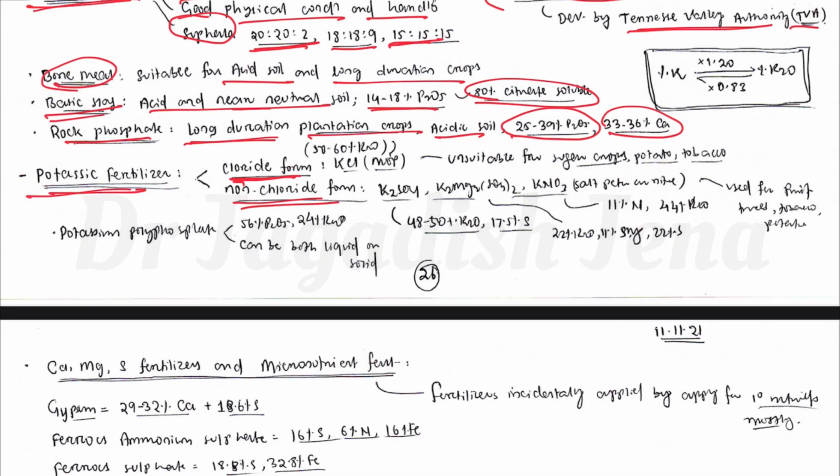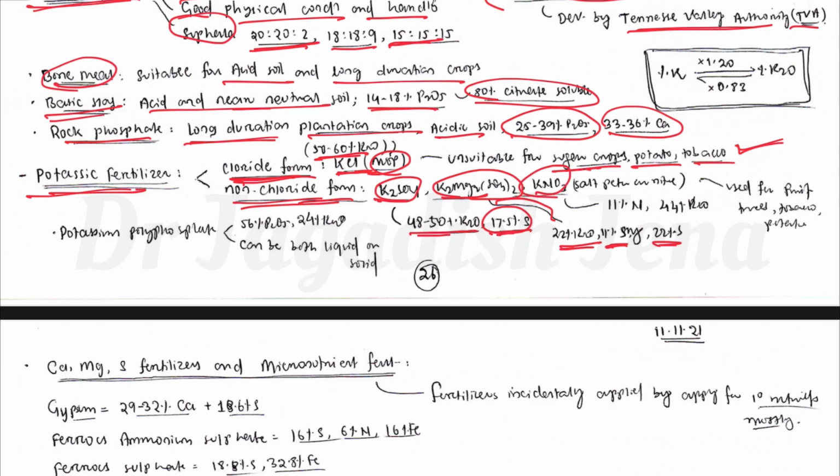So the chloride form of potassic fertilizer like KCl, that is called muriate of potash, contains 50 to 60% K2O, and it is unsuitable for sugar crop, potato, tobacco, as I have already discussed. The non-chloride form of potassium, that is K2SO4, contains 48 to 50% K2O and 17.5% sulfur. Then K2Mg2(SO4)3, that is 22% K2O, 11% magnesium, 22% sulfur.